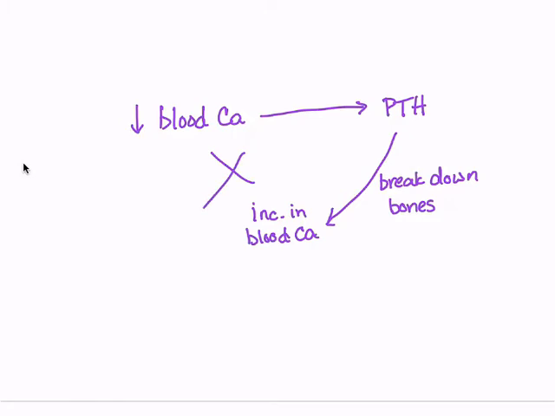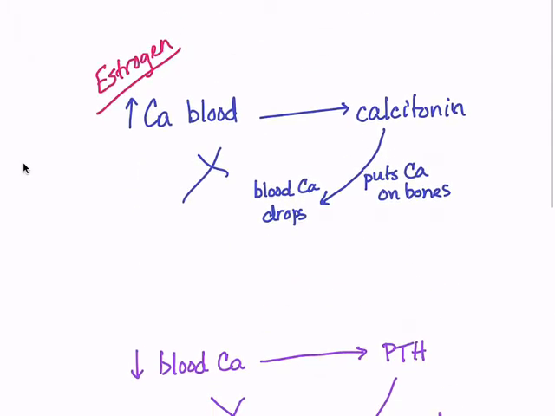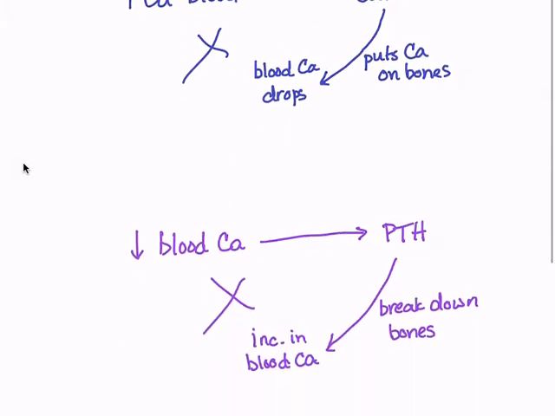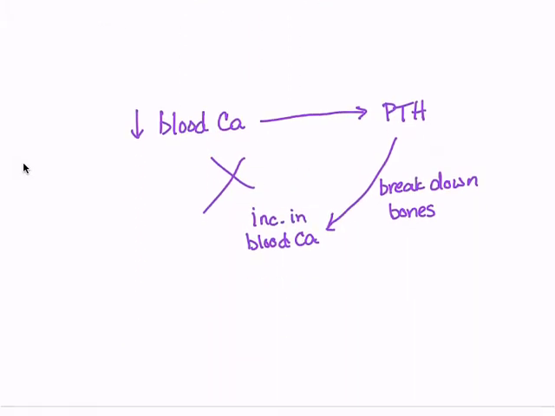Now, the interesting thing with this is that parathyroid hormone is not influenced by estrogen. And so when you reach menopause, you stop producing estrogen, which means that this top mechanism no longer works. It's harder for you to put calcium on your bones, but this bottom one, the parathyroid hormone, is still produced. So you can still break down your bones, but you can't build them back up again.